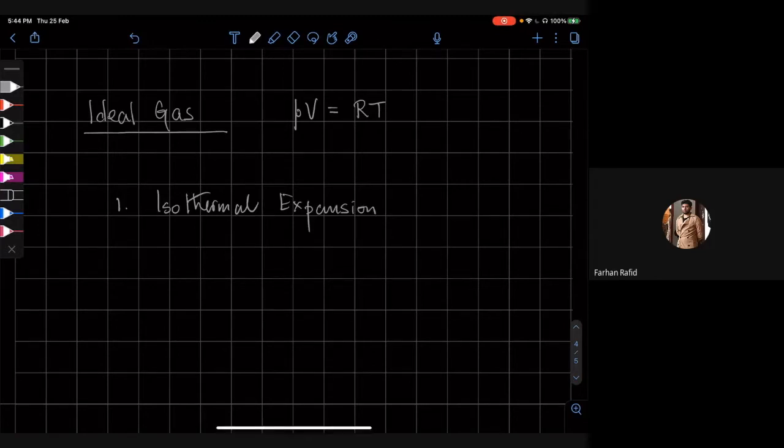Okay, so what is isothermal expansion? It means expansion at constant temperature. So if you take an ideal gas and you start expanding it, its temperature will tend to fall. But if you attach it to a quite large heat reservoir, which has a constant temperature, then as you slowly expand the gas, you can actually keep the temperature of your ideal gas constant.